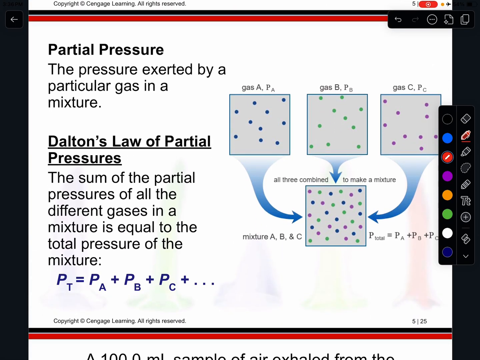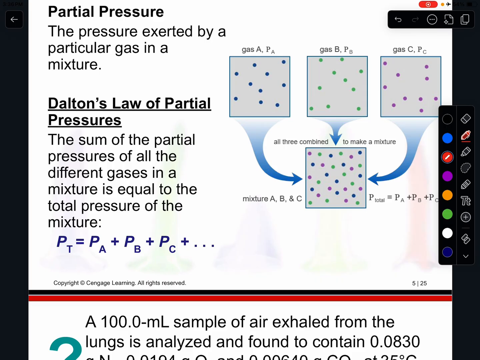So partial pressure. Partial pressure is the pressure exerted by that specific gas in the mixture. Again, it doesn't matter if it's the only gas or if it's one of 10. It is the pressure of just one gas that you are talking about. Now, this idea came from, again, what we just discussed, and John Dalton named it Dalton's law of partial pressure.